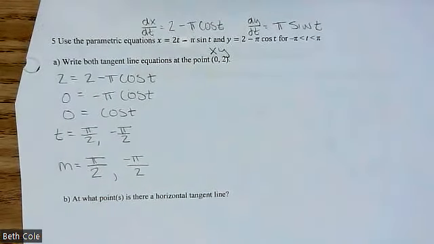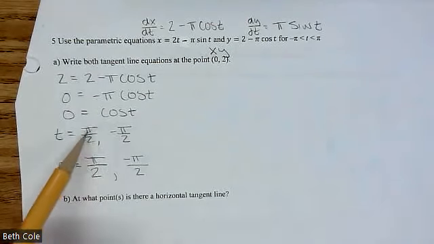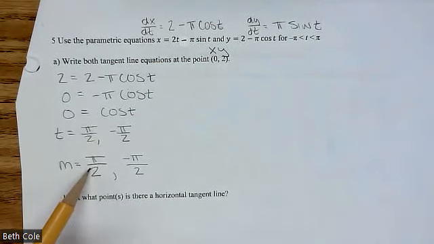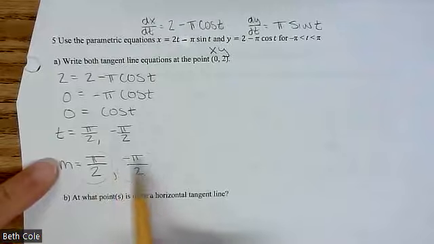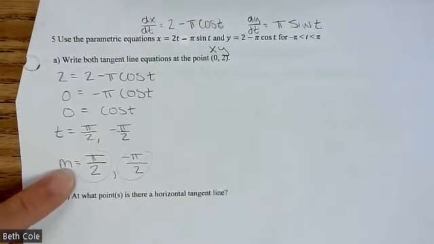Now, this is a very weird coincidence. I don't want you to walk away thinking this is going to happen all the time. But do you see how we plugged in pi over 2 and we got pi over 2? And we plugged in negative pi over 2 and we got negative pi over 2? That's just like a weird coincidence, okay? But these are the two slopes. And do you see again how one's positive and one's negative?